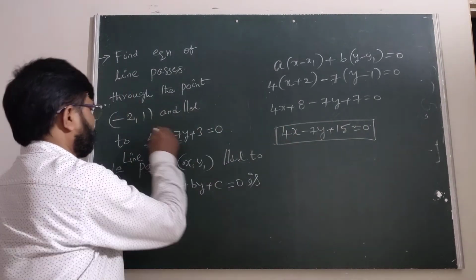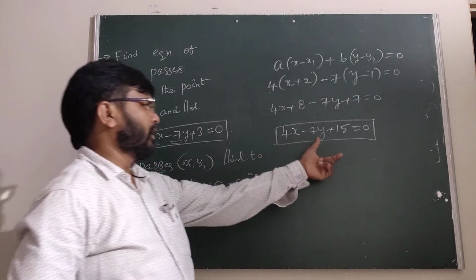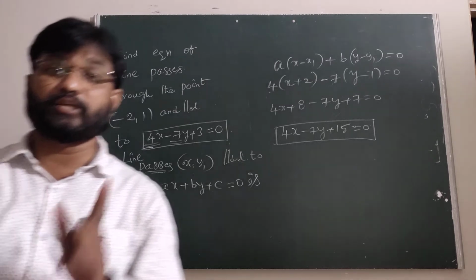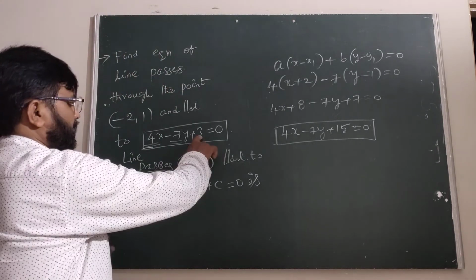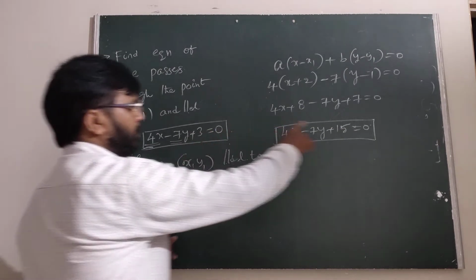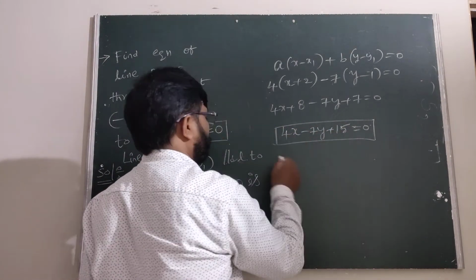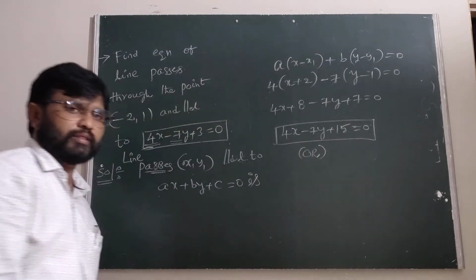So here we can observe that the required line and the given line differ only by a constant. Our observation is that the constant in the given line is 3, but the constant of our required line is 15. So now, another method.